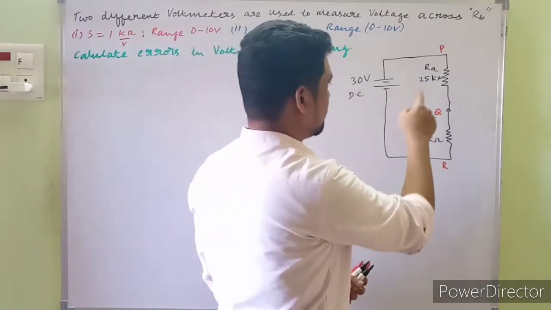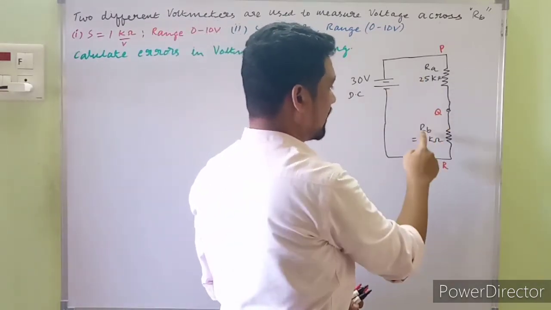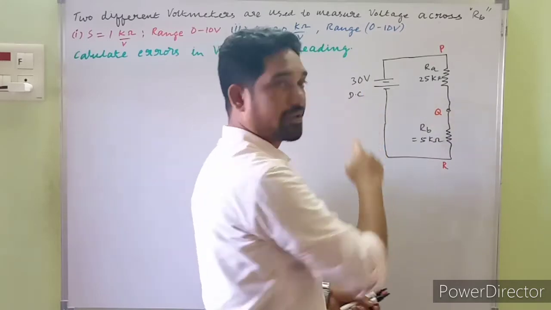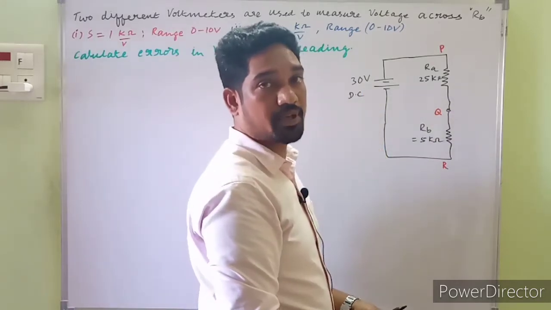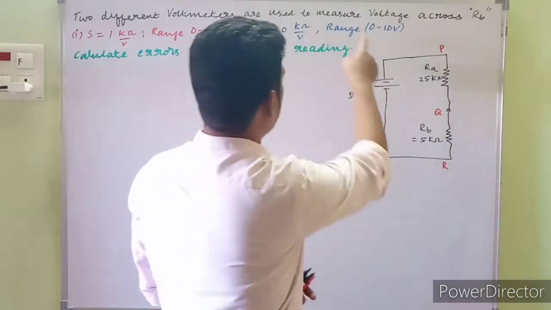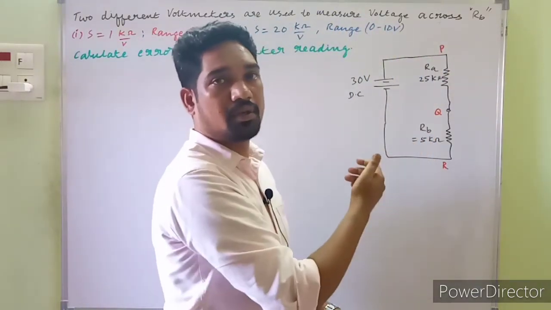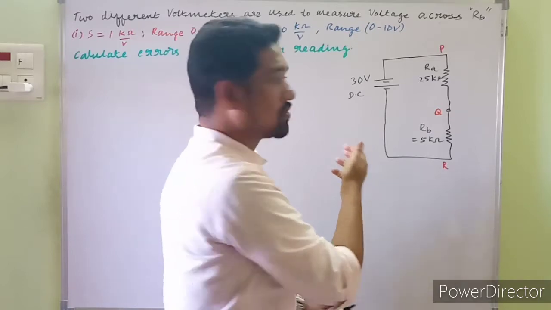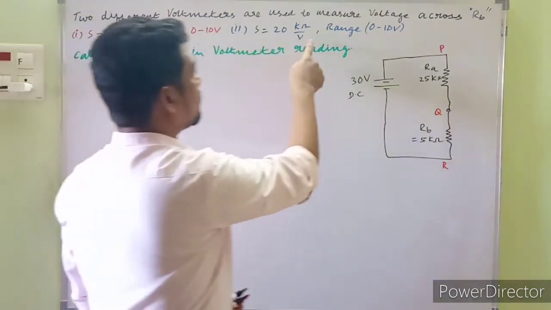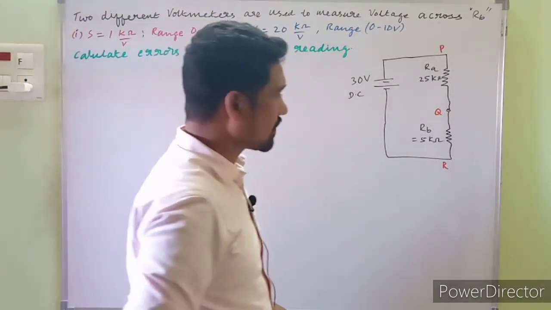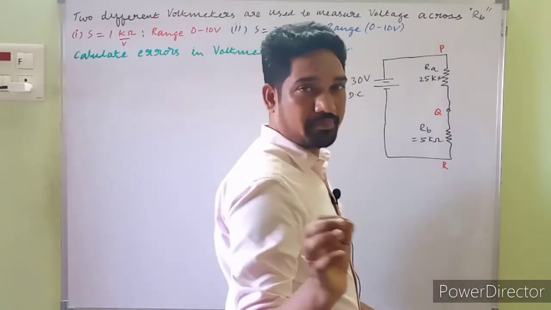So this is the circuit. RA equal to 25 kilo ohm, RB equal to 5 kilo ohm, and the supply voltage being 30 volts. Making use of the potential divider rule, now the question is: measure the voltage across RB, and what would be the error while making use of meter 1 and what would be the error while making use of meter 2. That's the question. And before going to that, a little basic fundamental.